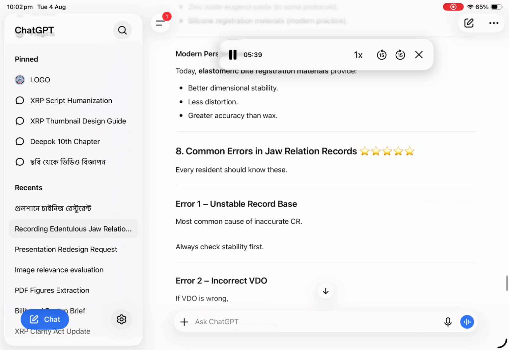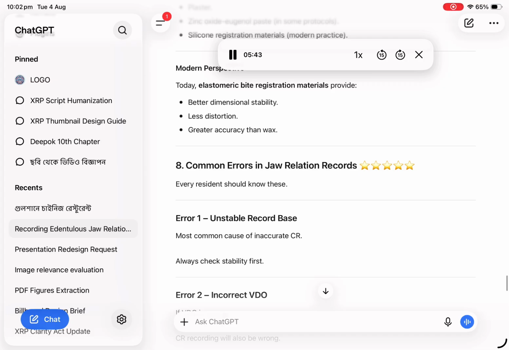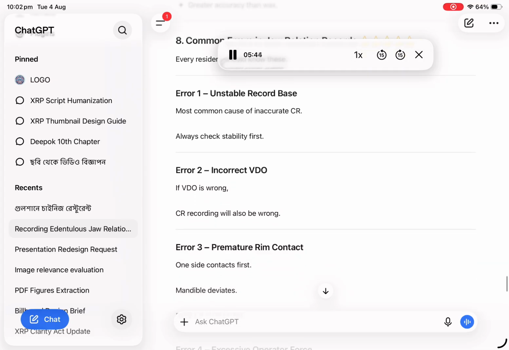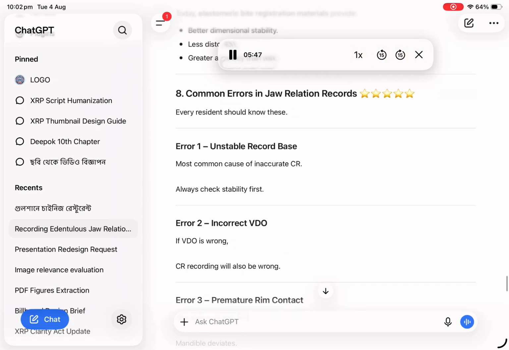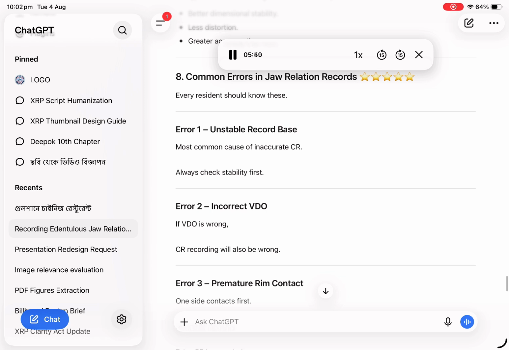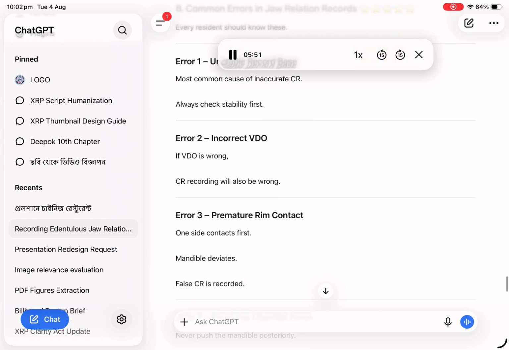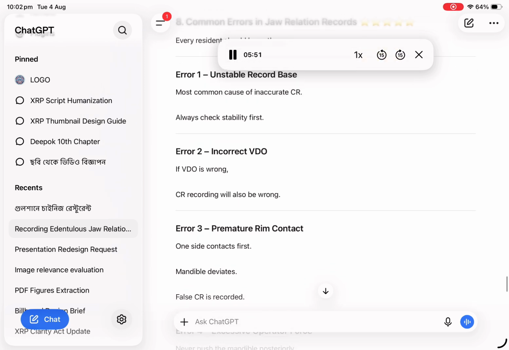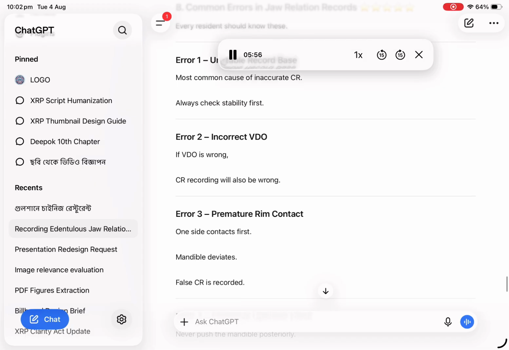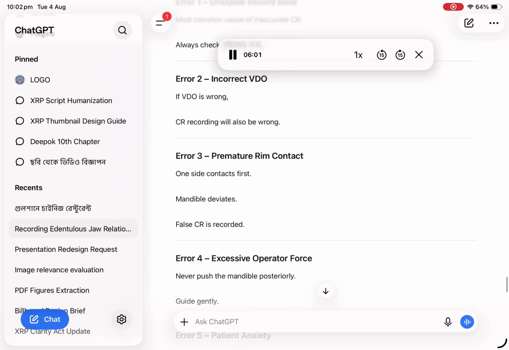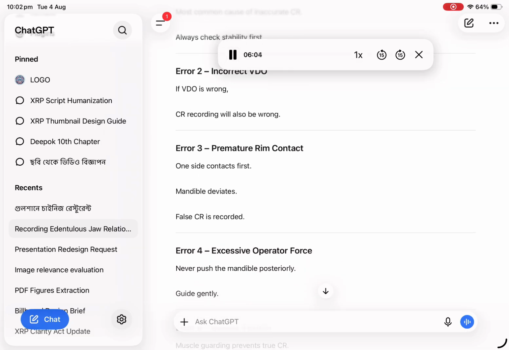Number 8. Common errors in jaw relation records. Every resident should know these. Error 1. Unstable record base. Most common cause of inaccurate CR. Always check stability first. Error 2. Incorrect VDO. If VDO is wrong, CR recording will also be wrong. Error 3. Premature rim contact. One side contacts first. Mandible deviates. False CR is recorded.